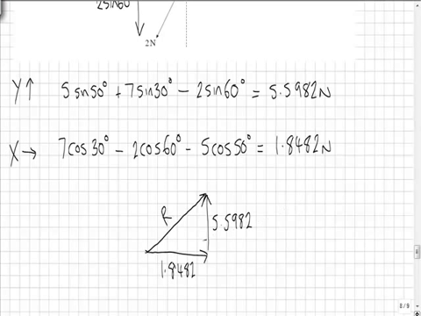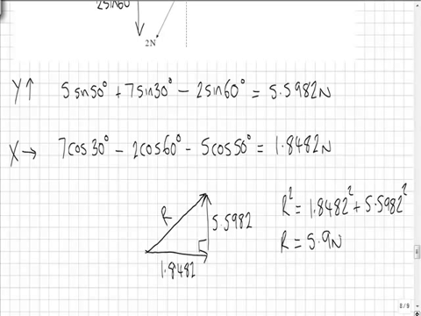So using Pythagoras' theorem, because we know that this is a right angled triangle, we have the resultant squared must be equal to 1.8482 squared plus 5.5982 squared. So we square and add, square root our answer, the resultant should be 5.9 newtons.